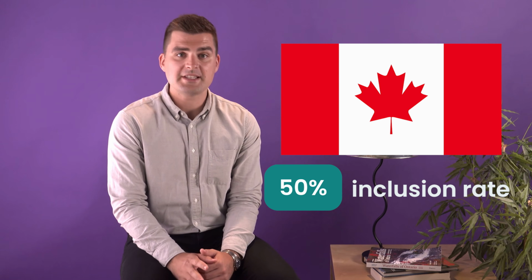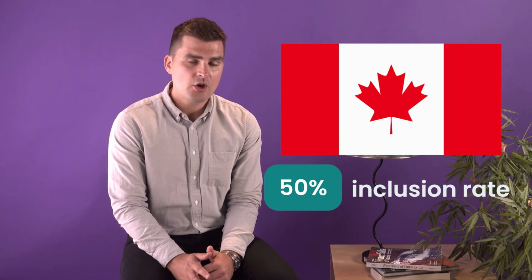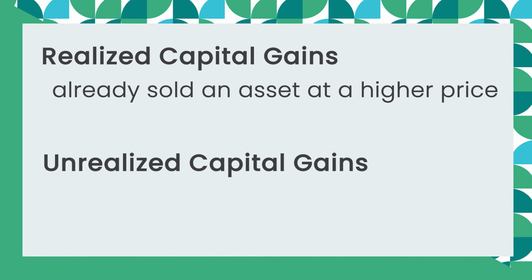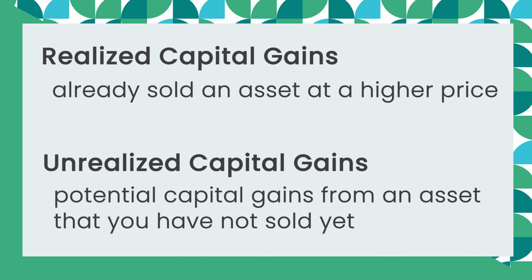In Canada, we have a 50% inclusion rate, which means that 50% of the capital gain will be added to your income. As a result, the higher your income, the higher your capital gains tax rate. Now, there are two types of capital gains, realized and unrealized. Realized capital gains are when you have already sold an asset at a higher price, and unrealized capital gains are the potential capital gains from an asset that you have not yet sold.